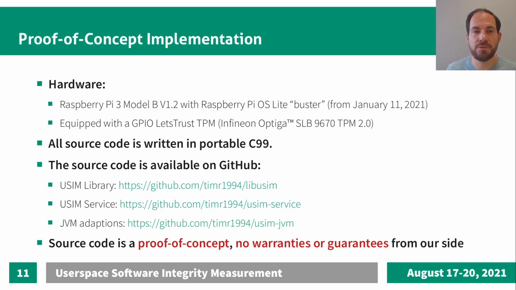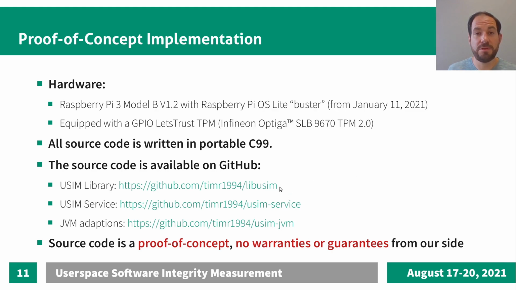We implemented our contributions as a proof of concept, and the hardware that we use is a Raspberry Pi Model B with Raspberry Pi OS Lite Buster from January 11, 2021. It is equipped with a TPM, or Let's Trust TPM, which basically is an Infineon TPM 2.0. All source code is written in portable C99, and the source code is available on GitHub via the links that you can see here.